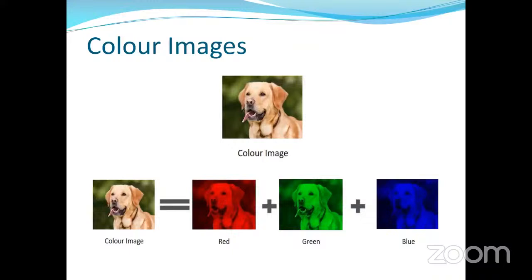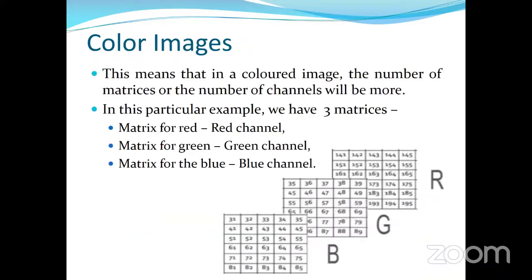So when it comes to color images, a color is a combination of three colors only. The computer has only red, green, and blue. The combination of colors will become a color image. For red there are different numbers, for green there are different numbers, and for blue there are different numbers. So there is a red channel, a green channel, and a blue channel, and every channel has its own matrix.